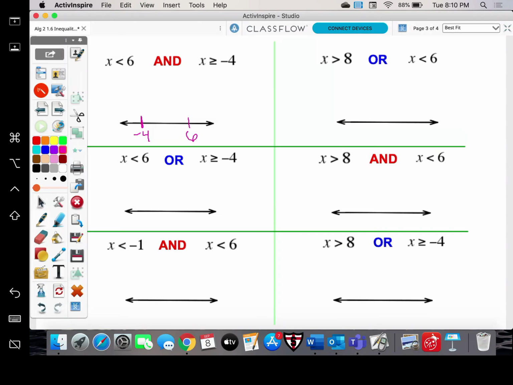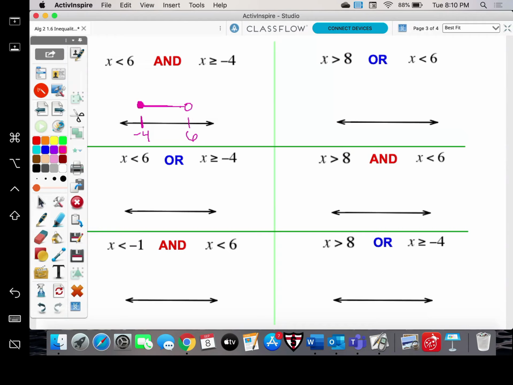So 6, because it's not equal to, is going to have an open circle. And -4, because it is equal to, is going to have a closed circle. So you want to make sure that it's very obvious which one is open and which one is closed. So I should redo that one. All right, and then it's and, so we shade between.